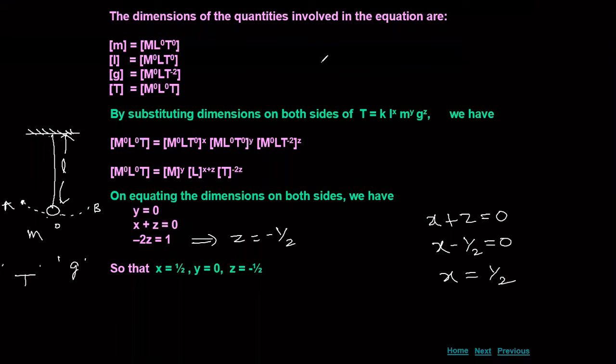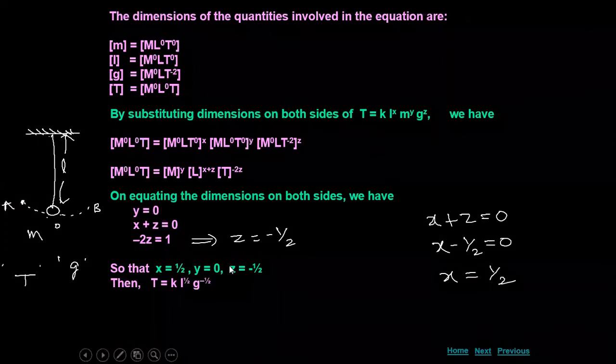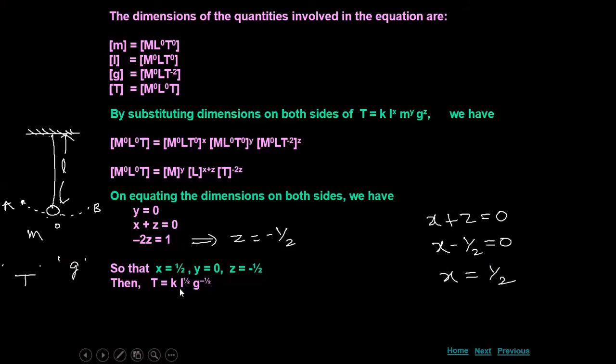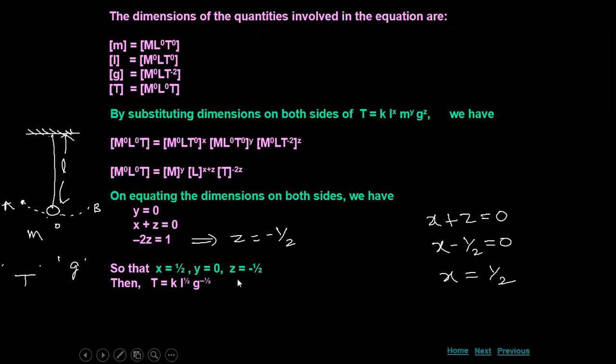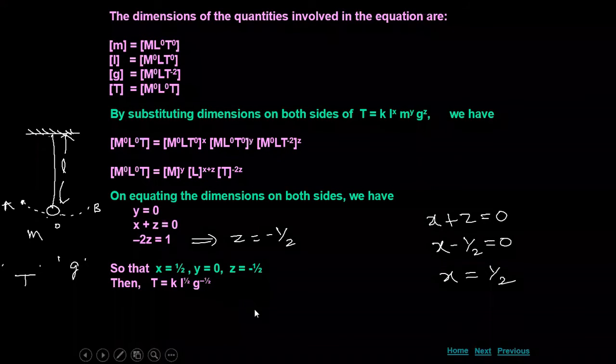Now if we do that, what happens? Then T is equal to K into L power 1 by 2, G power minus 1 by 2. The m power is 0, and power 0 means it is 1, so we don't need to consider it. So T is equal to K into L to the power of 1 by 2, G to the power of minus 1 by 2. Power minus 1 by 2 we can write in the denominator: L to the power of 1 by 2 by G to the power of 1 by 2.